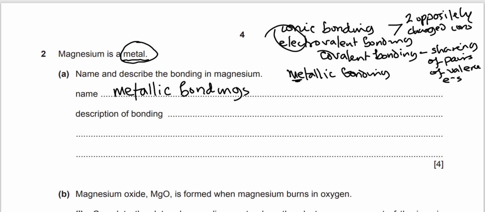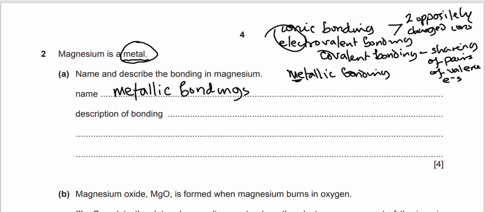Coming back to this, ionic bonding, or electrovalent bonding, occurs between metals and non-metals, metallic atoms and non-metallic atoms, while covalent bonding occurs between two or more non-metals. Now metallic bonding occurs within metals. Please take note of that.